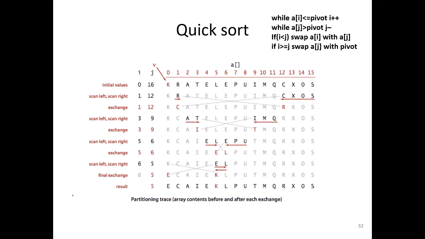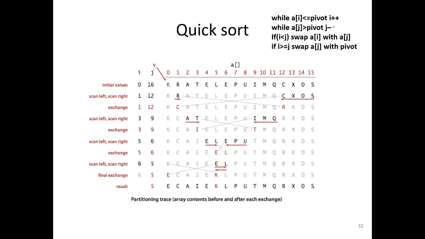Here we have an array. It has a set of characters. The number of elements in the array is 16. Here we have the pivot. The first element is considered as the pivot element. This is the core logic. While a of i is less than or equal to the pivot, increment the counter. If a of j is greater than the pivot, decrement the counter. If these conditions fail, just stop.